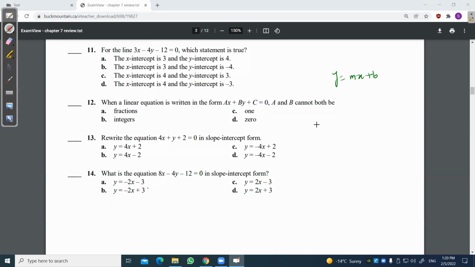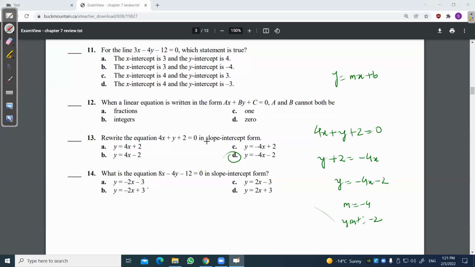How do you rewrite it? You just take the 4x and the 2 to the other side. So step 1, subtract 4x from both sides. Step 2, subtract 2 from both sides. And there you go. The slope is minus 4. The y-intercept is minus 2. That's option D for this one.